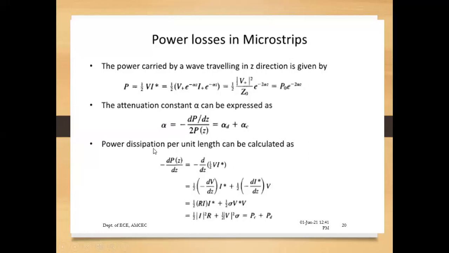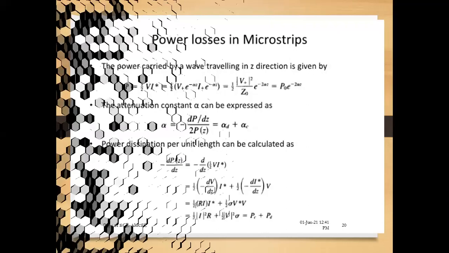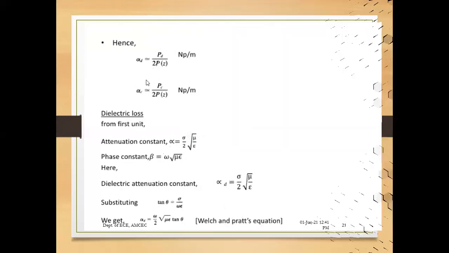Attenuation constant alpha can be represented as minus dP by dz over 2P of z, which is alpha d plus alpha c. Power dissipation per unit length is calculated as dP by dz, minus half into V into I star. Bring the negative inside. You can write that as R into I, sigma into V. So you have the equation for PC and PD. Similarly, write for both attenuation constants: alpha c, that is ohmic attenuation, which is PC by 2 of P of z, and alpha d is PD by 2 of P of z, in Nepers per meter or centimeter.